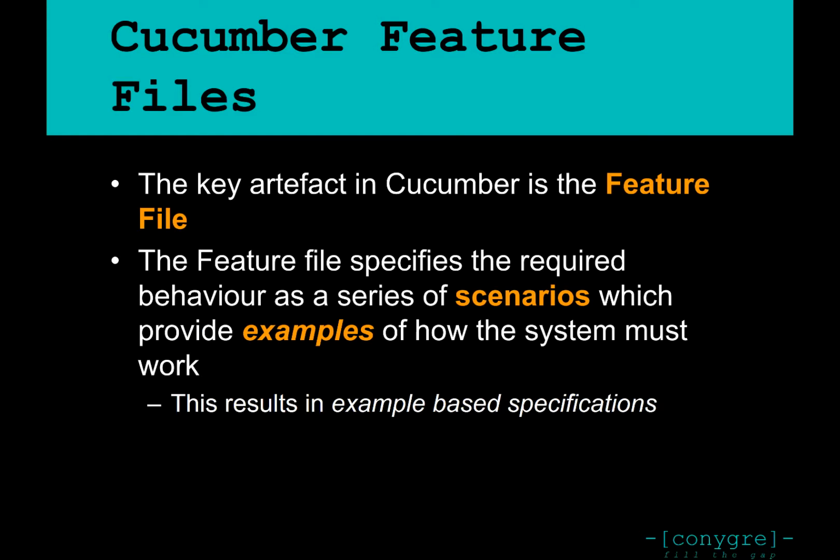So the key artifact in a Cucumber based test is the feature file, as I've alluded to a couple of times already. This file is language agnostic. It's actually written in its own language, called Gherkin. These feature files specify the required behavior for a feature as a series of what are referred to as scenarios, which basically provide examples of how a system should work. So you end up with example-based specifications.